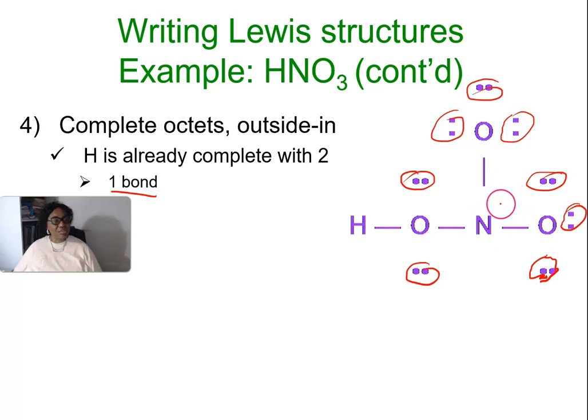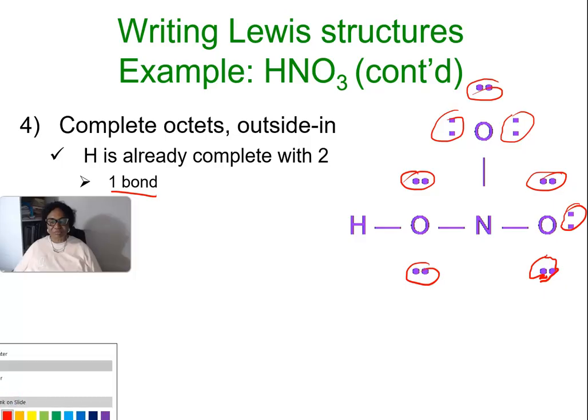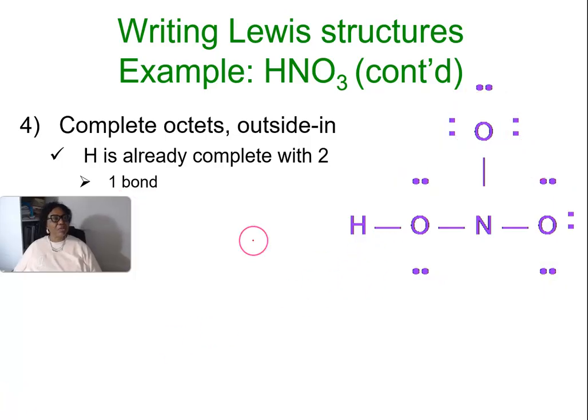But if you notice, nitrogen does not have an octet. So that's a problem. How do we make nitrogen an octet? We will use either of these oxygen. We are going to donate and form a double bond from either of this oxygen or this oxygen so that nitrogen can have an octet.